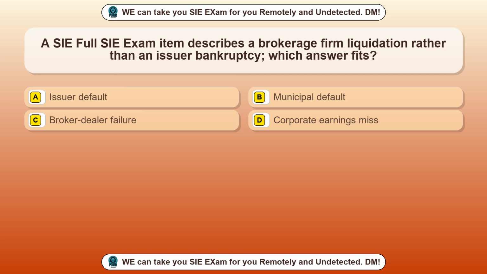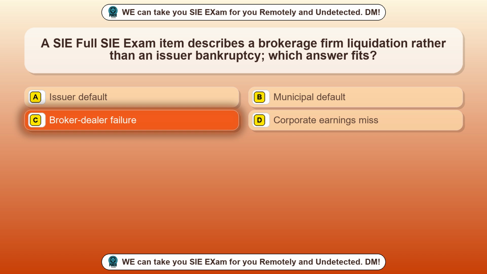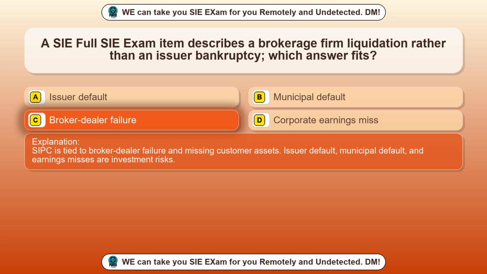Question 33. A full SIE exam item describes a brokerage firm liquidation rather than an issuer bankruptcy. Which answer fits? Option A, issuer default. Option B, municipal default. Option C, broker-dealer failure. Option D, corporate earnings miss. The correct answer is option C, broker-dealer failure. SIPC is tied to broker-dealer failure and missing customer assets. Issuer default, municipal default, and earnings misses are investment risks.